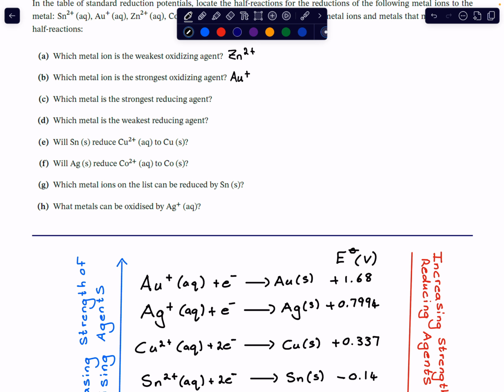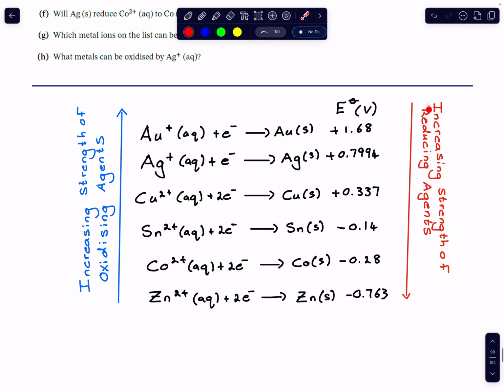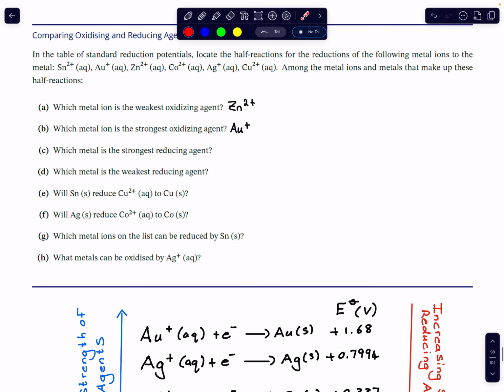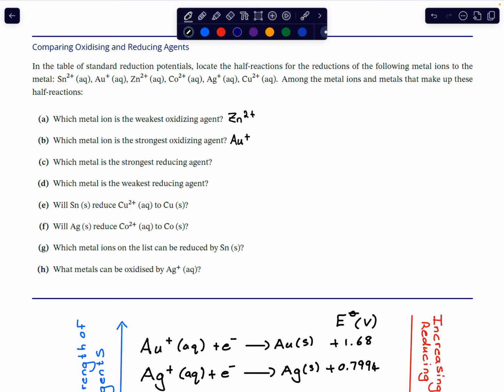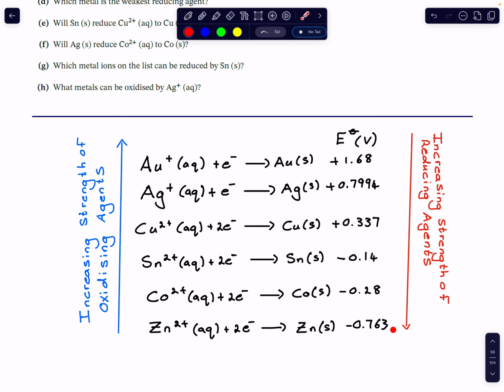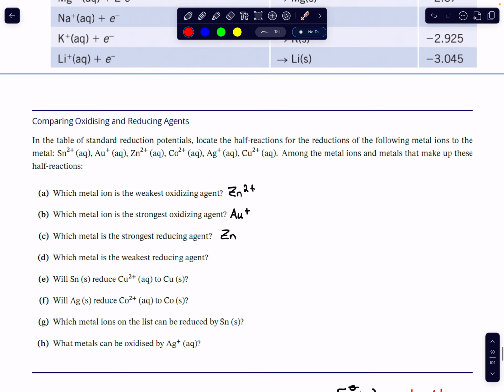All right. Now, which metal is the strongest reducing agent? In other words, which metal wants to undergo oxidation the most? And for that, we must look at our increasing strength of reducing agents. So the species that's the lowest on our little table here is solid zinc. It's the species that's most likely to be oxidized. So zinc is the species that is the most likely to be oxidized, which makes it the strongest reducing agent. It has the lowest or most negative E cell or half potential. All right.